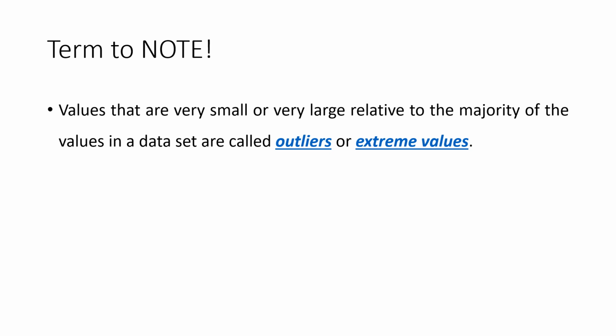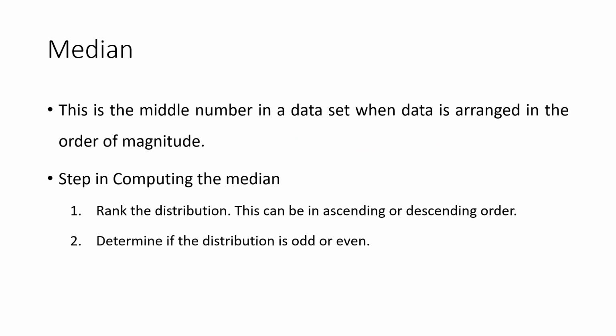Here we'll stop the explanation of mode. We move on. With median, this is the middle number in the data set when data is arranged in order of magnitude. So for us to determine the median, we must arrange the data, either ascending or descending. Let's go through the steps of computing a median.